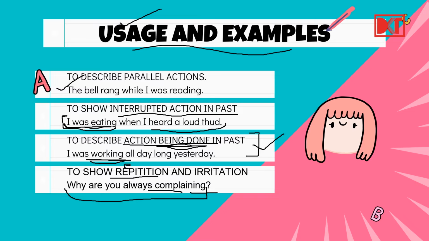So when is past continuous used? To describe parallel actions, to show any interrupted action in the past, to describe action being done in the past, or to show any repetition and irritation. Alright, let's move on.